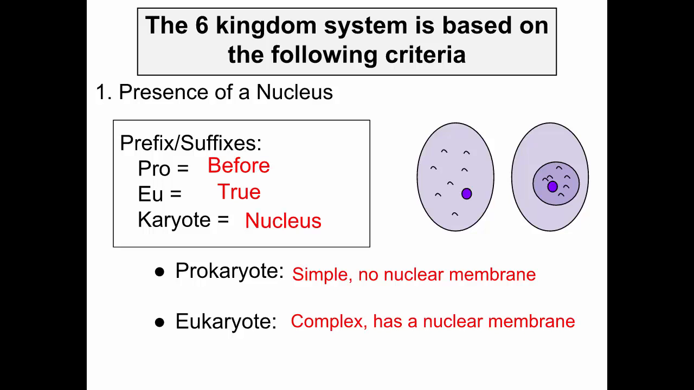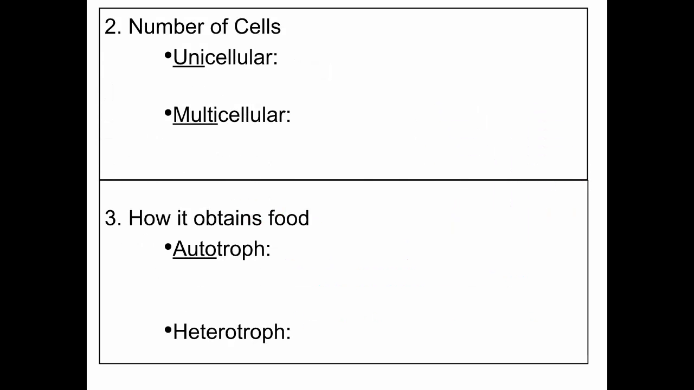This is sometimes one that students have trouble remembering, so two simple rhymes can help you remember it. Pro rhymes with no: prokaryotes have no nucleus. Eu rhymes with do, because eukaryotes do have a nucleus. If you can remember those things, you can remember what these words mean. So that's one characteristic we look at: do the cells of these kingdoms have a nucleus or not?